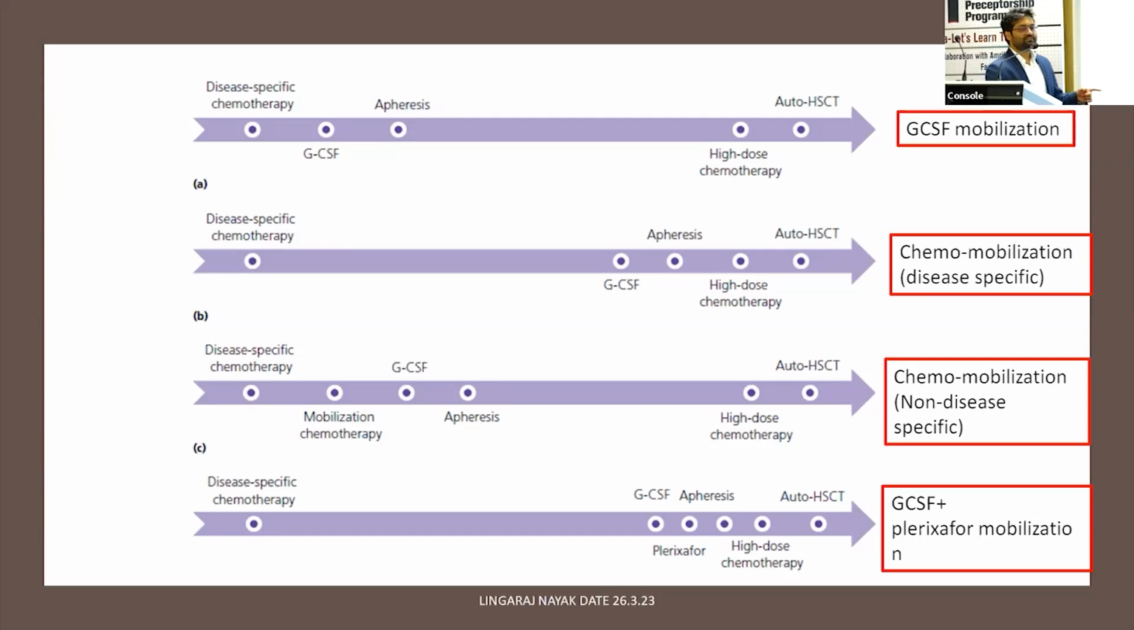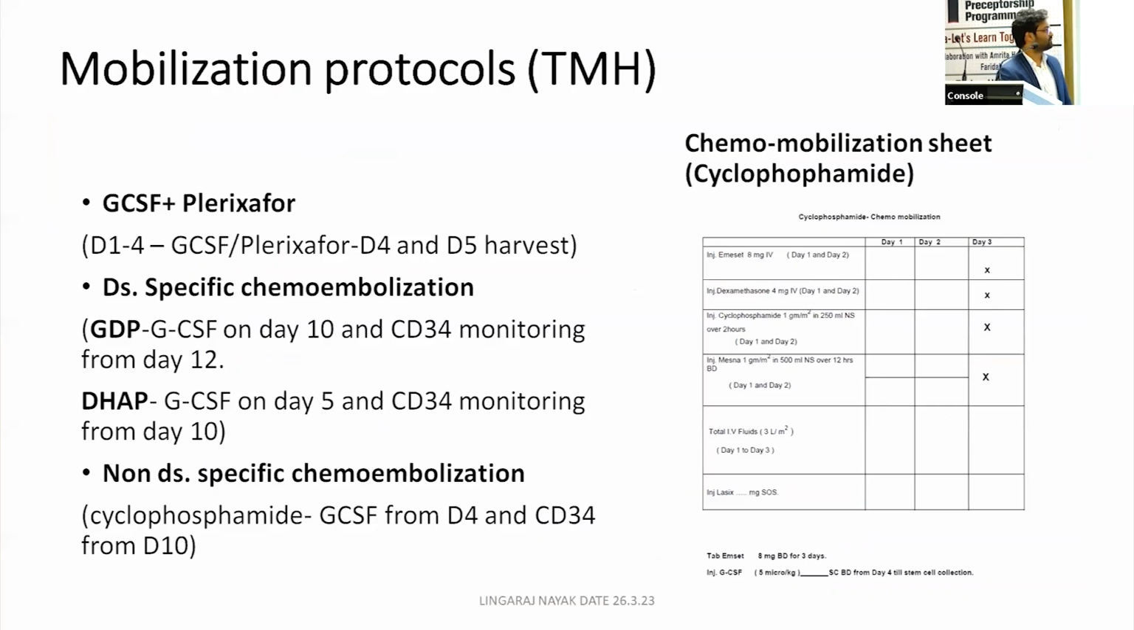The third one is non-disease specific. Suppose you have already completed your planned chemotherapy and now you want to collect. You can give some kind of chemo, like cyclophosphamide that you typically use, and then you collect. The fourth one is you give GCSF and give Plerixafor on day 4. So these are the protocols that you use in TMH.